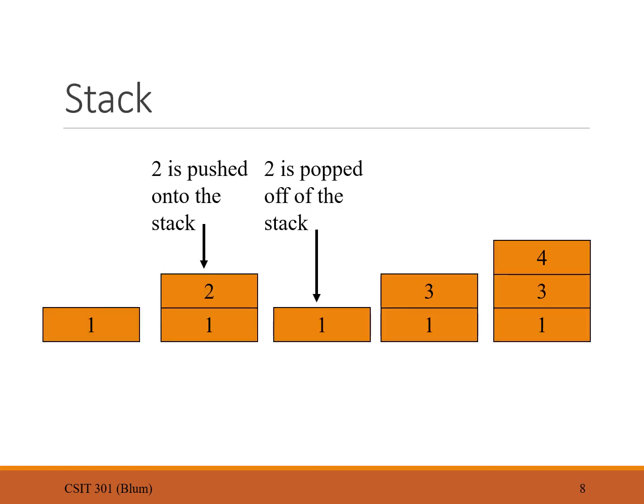So here's just a diagram of a stack. First, a 1 was pushed onto the stack. Then a 2 was pushed onto the stack, so the 2 is on top of the 1. Then we come by and we pop off the 2. It was on the top of the stack, so that's the one we have access to. Then we've pushed a 3 onto the stack, and then we've pushed a 4 onto the stack.